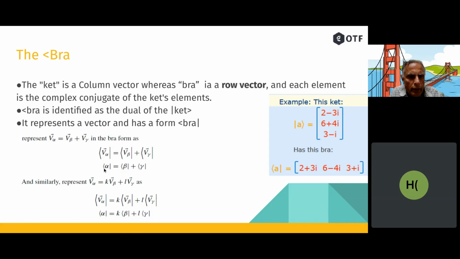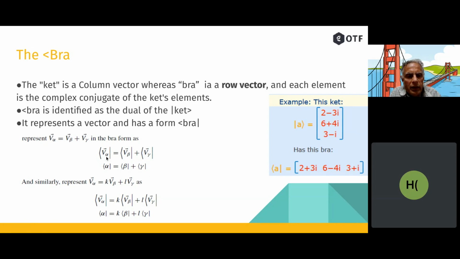bracket notation. So v alpha equal to v beta plus v gamma. So this is bra, so not ket. So vector representation v alpha equal to v beta plus v gamma. Its bra form representation is bra v alpha equal to bra v beta plus bra v gamma, and that can be represented as bra alpha equal to bra beta plus bra gamma.